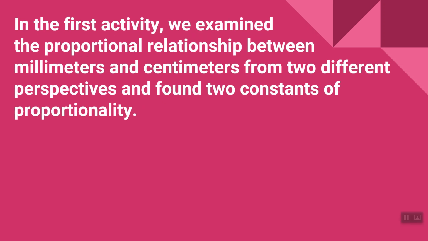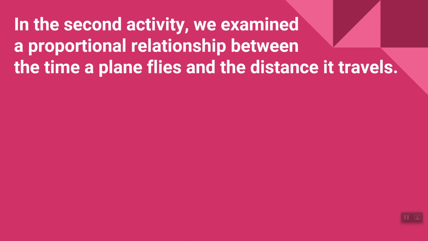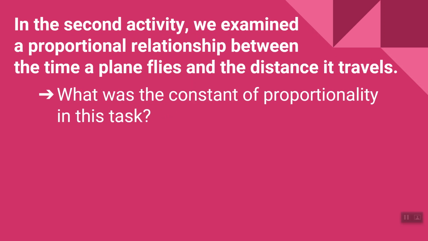Okay, so remember from the first activity, we looked at a proportional relationship between millimeters and centimeters from two different perspectives, right? Millimeters to centimeters and centimeters back to millimeters. We found two constants of proportionality. They were 10 and 1/10. They were related because they are reciprocals. In the second activity, we were looking at the proportional relationship between the time that a plane is flying and how far it travels. The constant of proportionality here was 550.